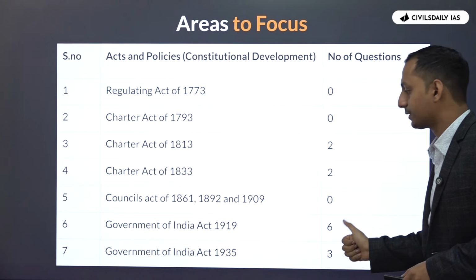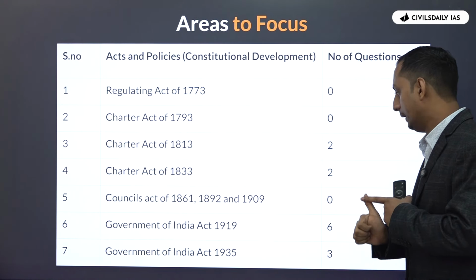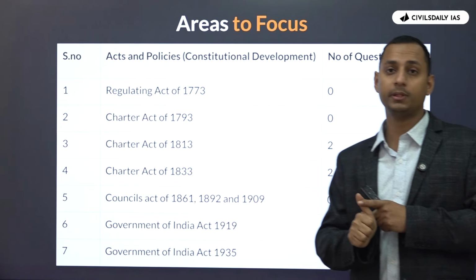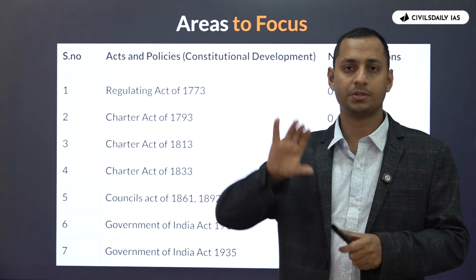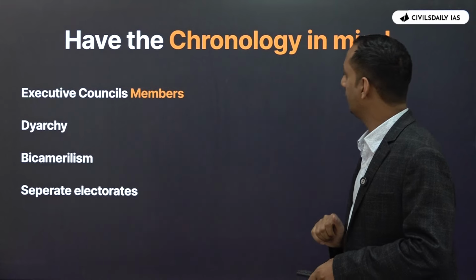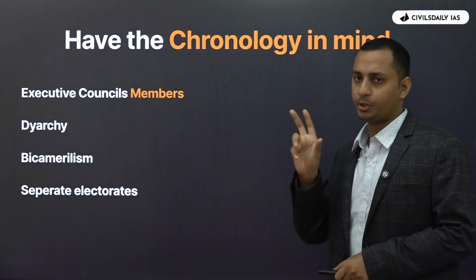Okay. Six questions have come from the Government of India Act 1919 and three questions have come from the Government of India Act of 1935. So these are the most important areas. Now, how should you read it? That is the most important question here, right?